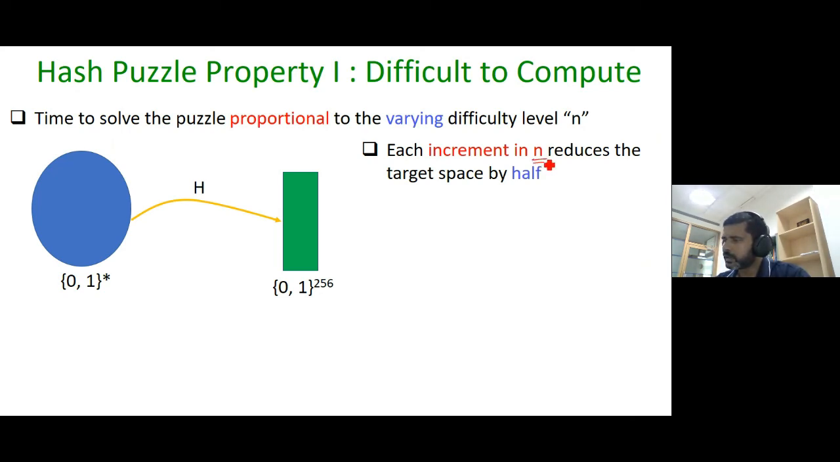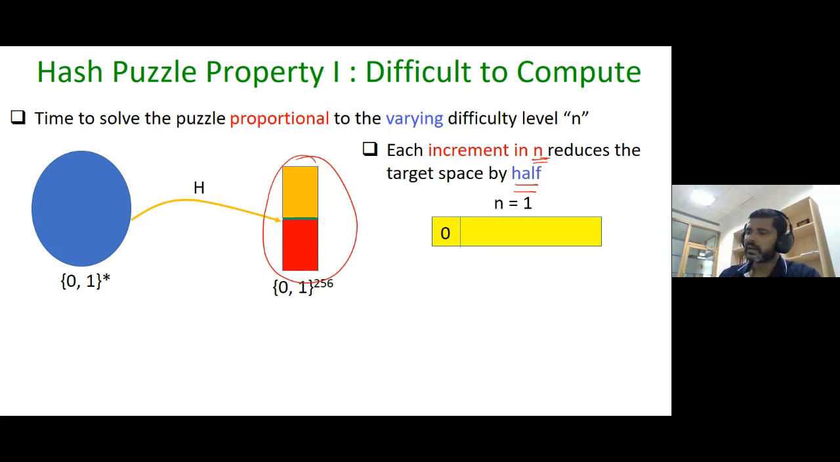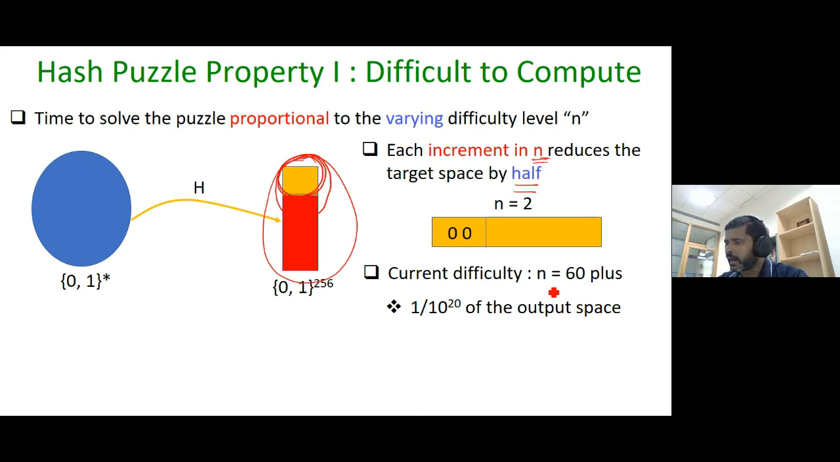So remember, we want the solution to be such that the hash output starts with n number of zeros. So if I want to increase the difficulty level of the problem, I just have to increase the value of n by 1. Because if I increase the value of n by 1, the target set gets reduced by half. That means if my n is equal to 0, my target set is the entire space of bit strings of length 256 bits. But if I set n equal to 1, that means I will accept a solution only if your hash outcome falls in this range. If I make n equal to 2, that means I will accept a solution only if your hash output falls in this range. So I can control the difficulty level of the puzzle by increasing the value of n. And I don't know exactly what the current difficulty level is, but 2 years back it was n equal to 60.